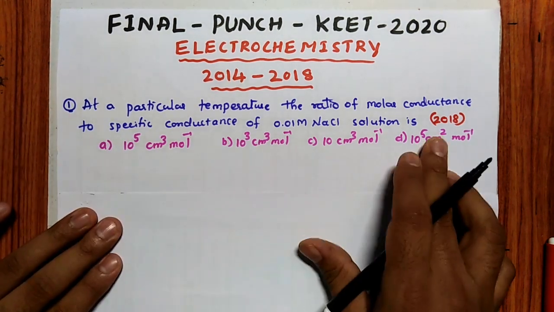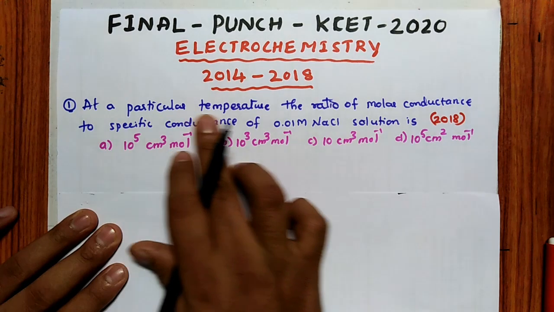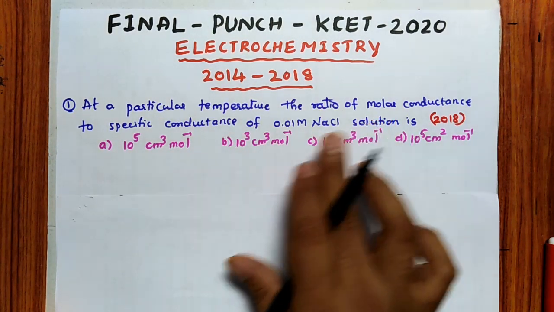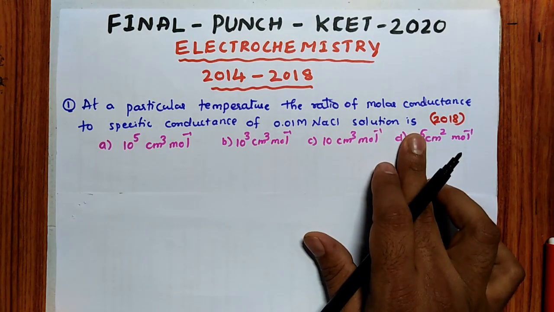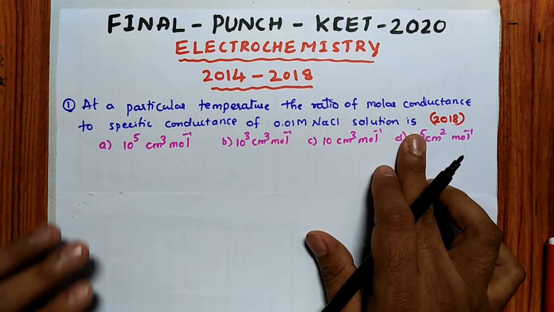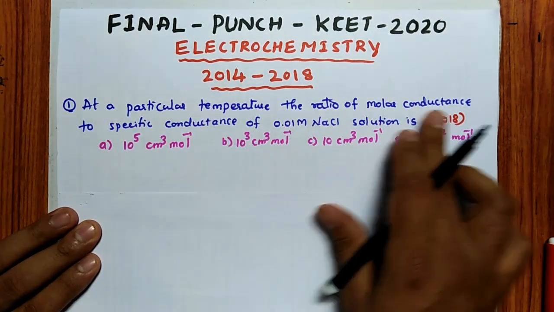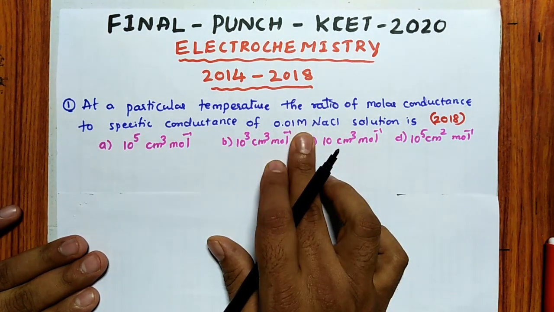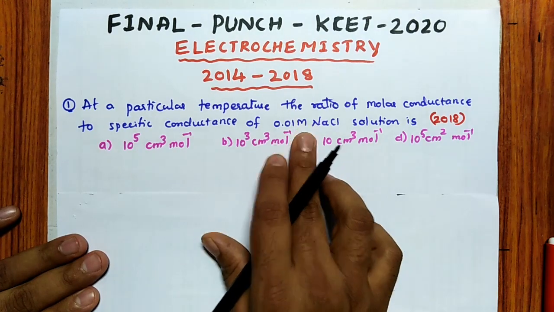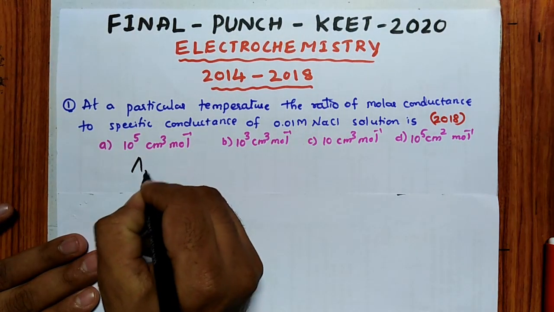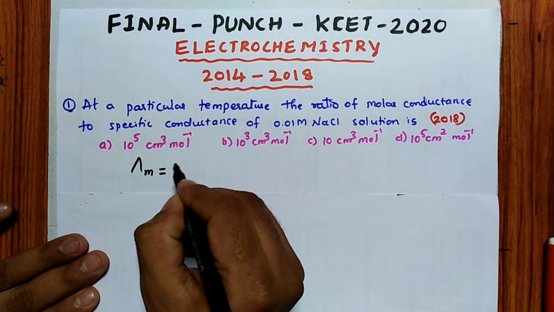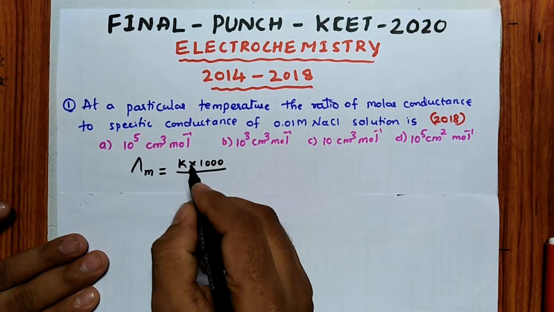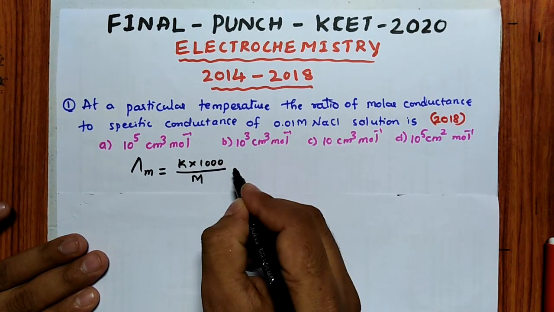Now you can see the 2018 question. At a particular temperature, the ratio of molar conductance to specific conductance of 0.01 M NaCl solution is. See here what is given: particular temperature, ratio of molar conductance to specific conductance they are asking. Molarity is given. Then what is the formula? Lambda m is equal to K into 1000 divided by molarity, right?